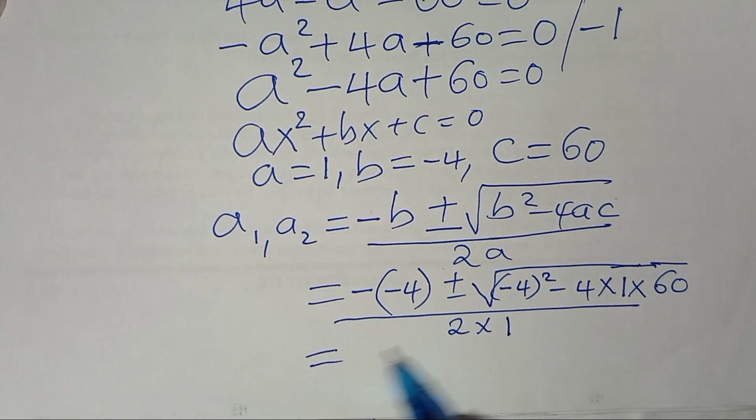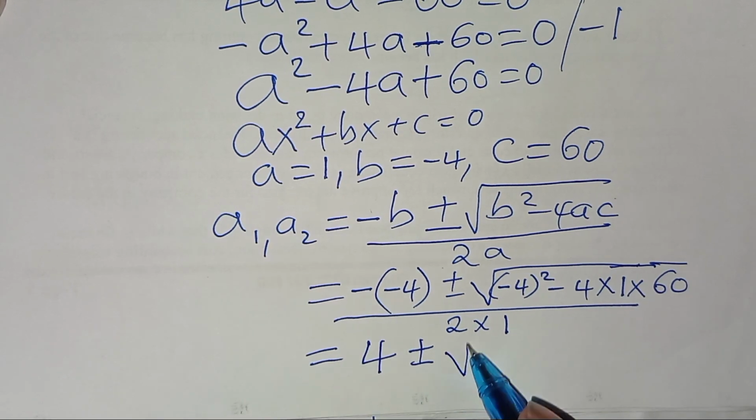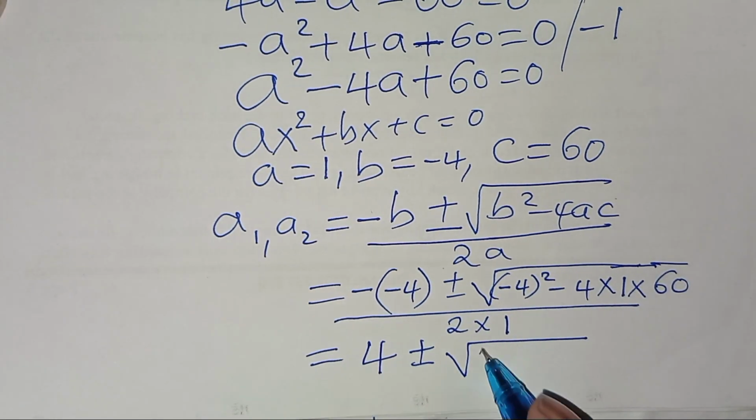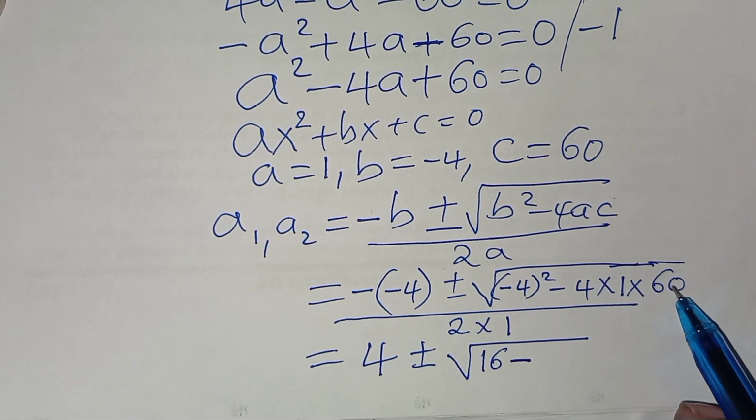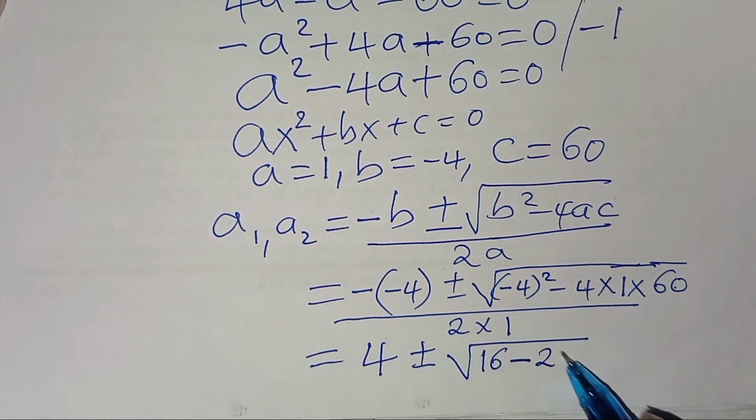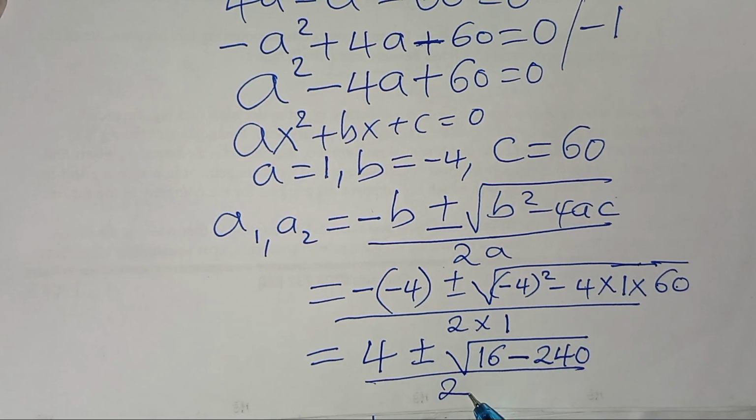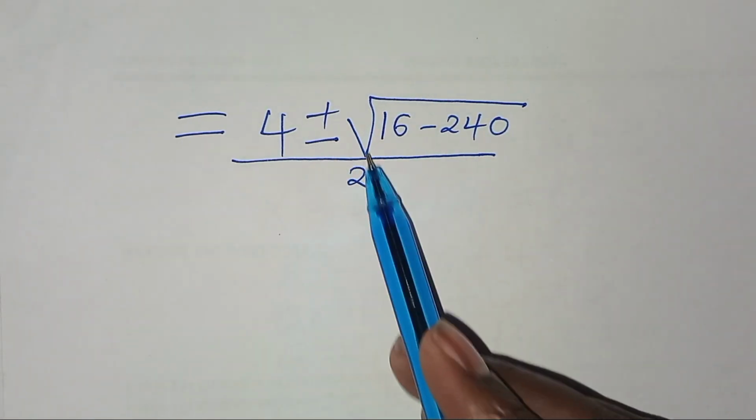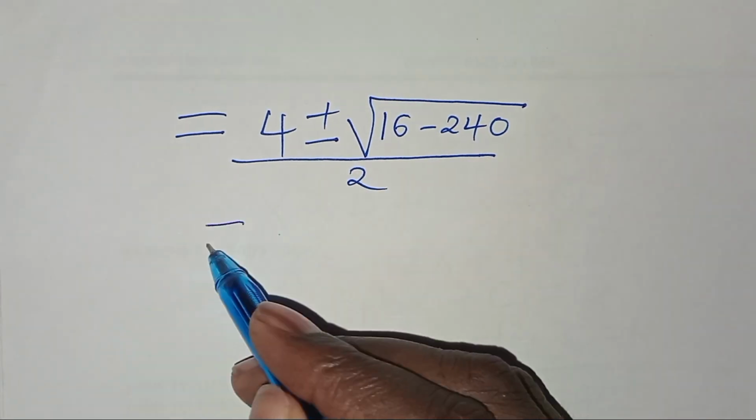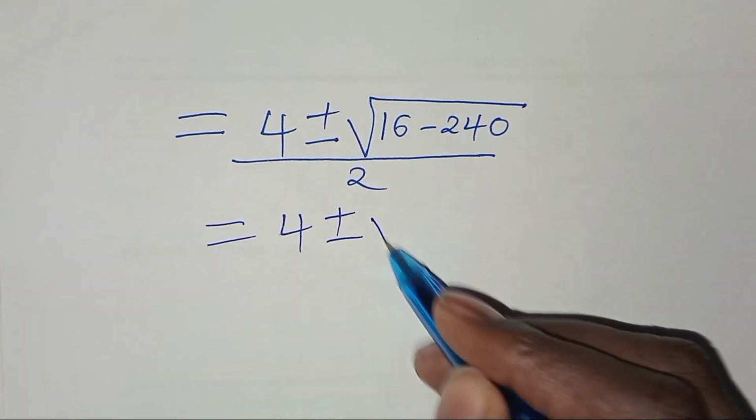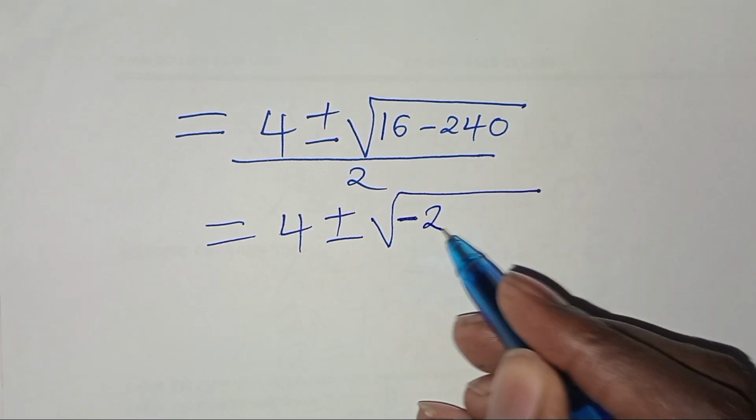So from here, negative times negative 4 is 4, plus or minus the square root of negative 4 squared, which is 16, subtract 60 times 4, which is 240. All this divided by 2. Now we have 4 plus or minus the square root of 16 subtract 240, divided by 2. So this is 4 plus or minus the square root of negative 224, divided by 2.